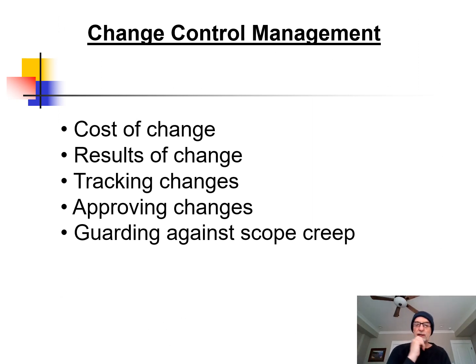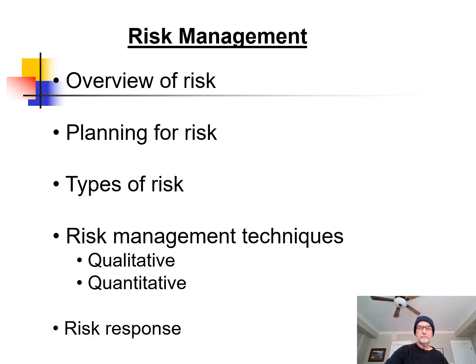Now, change control. Your project is going to undergo a lot of changes. So we need to make sure that we identify how much it will cost to change the project. What are the results? Is it going to make stakeholders happier or more irritated? You want to track the changes to make sure that they happen as planned. You want to approve them, and you also want to guard against scope creep, which is unauthorized change that affects all projects to a certain extent.